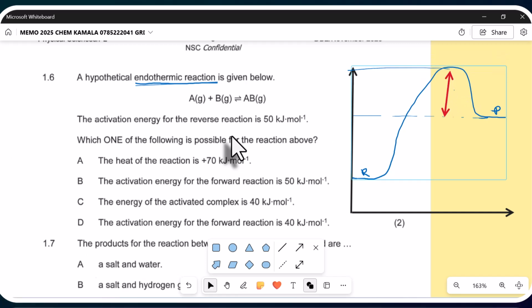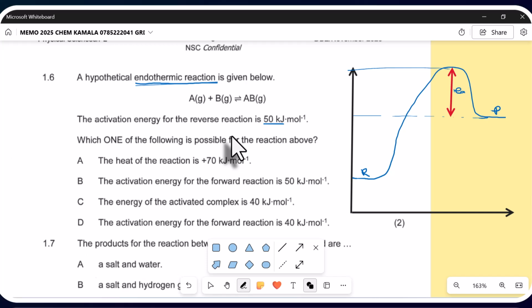For the reverse reaction, that's what they're saying. Then they ask, which one of the following is possible for the reaction above? They say that the heat of reaction is positive kilojoules per mole. Now this positive here conforms to being endothermic, so this is correct.